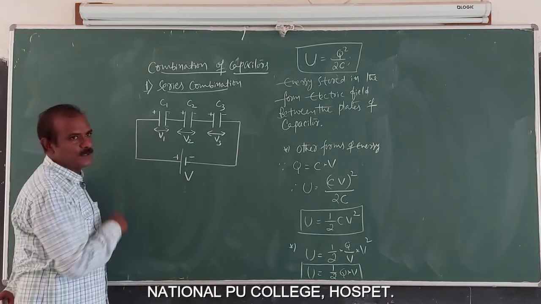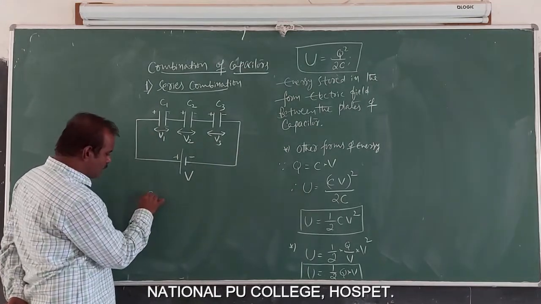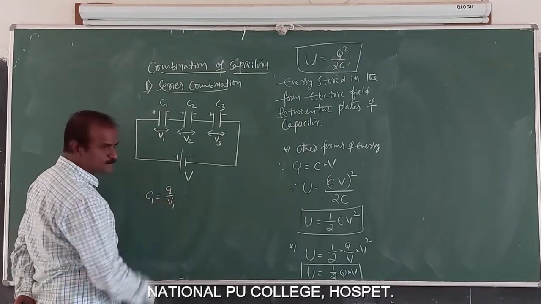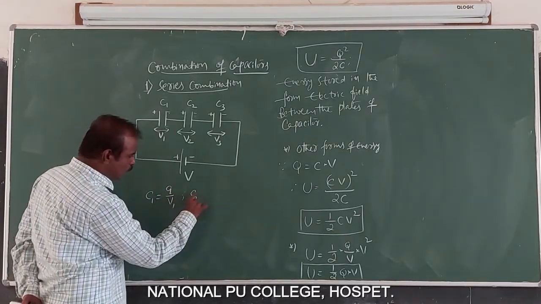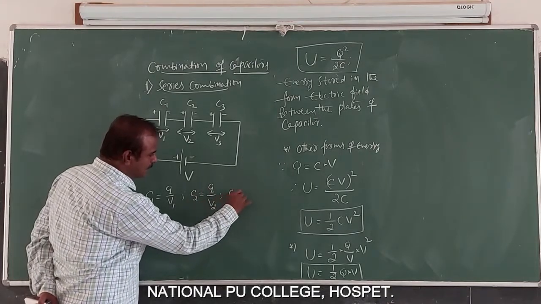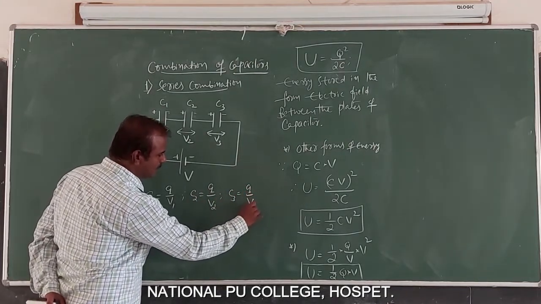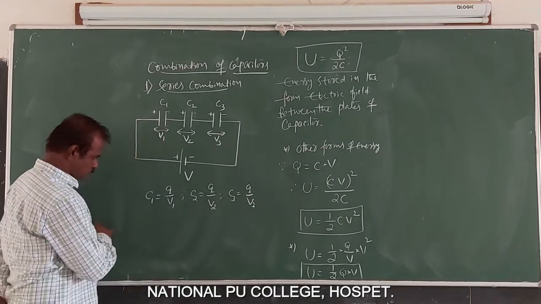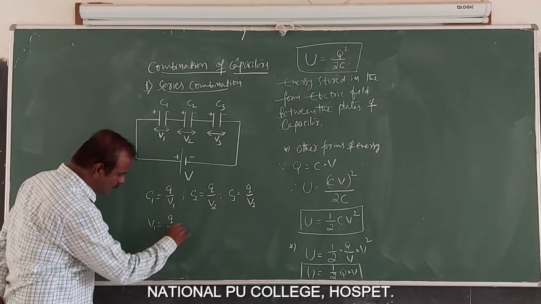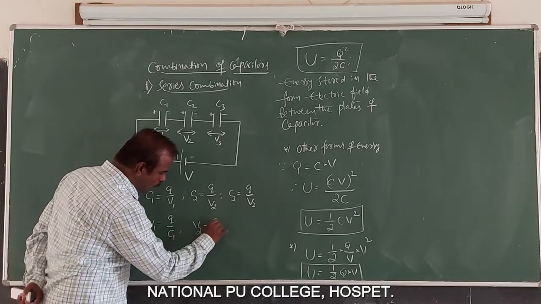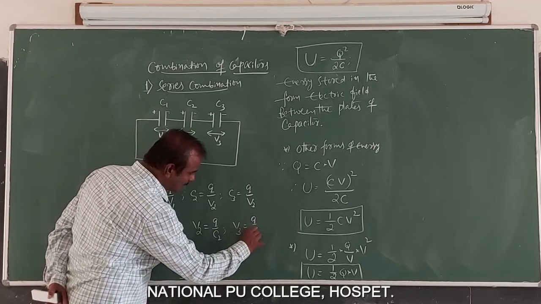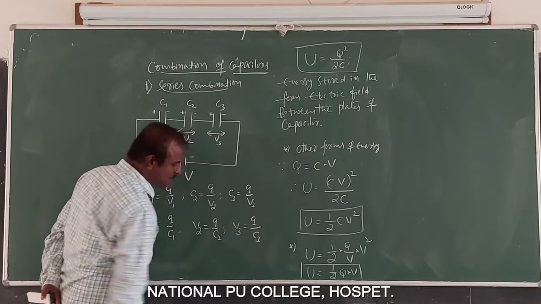That is series combination. Now for C1 we can write Q by V1. For C2 we can write Q by V2. For C3 we can write Q by V3. Understand? Or V1 is equal to Q by C1, V2 is equal to Q by C2, V3 is equal to Q by C3, and so on.